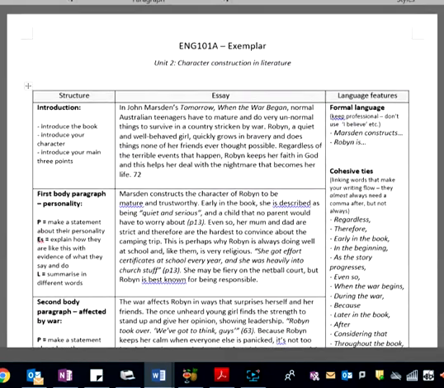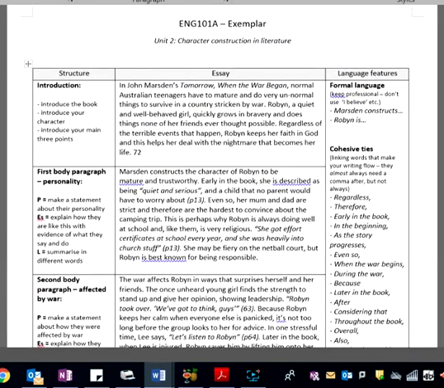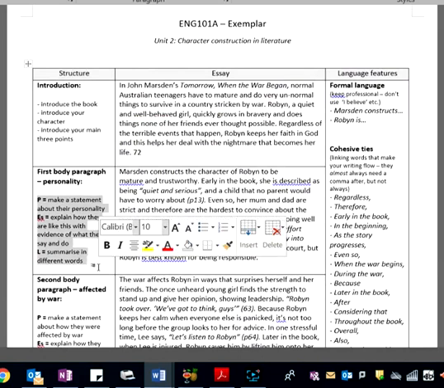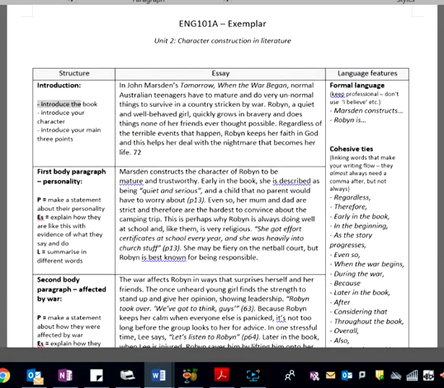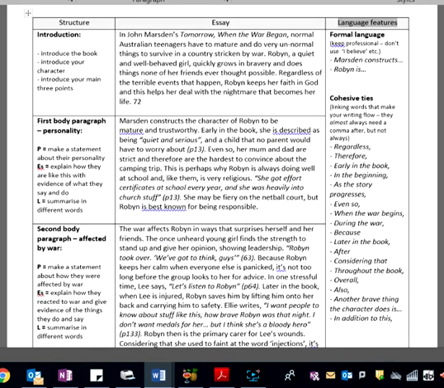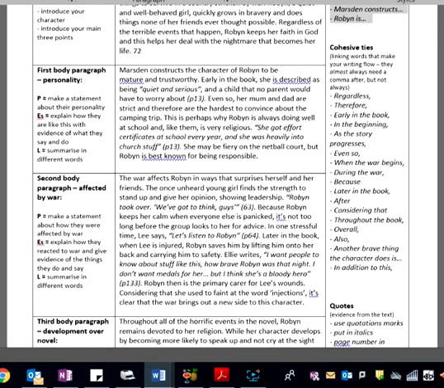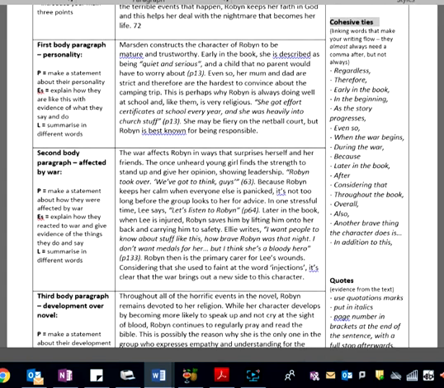Why would this get an A? Because it's well structured. All of the body paragraphs are PEEL paragraphs. The intro and conclusion do what they need to, and it's used all of the language features. I've always been formal, professional. I've used lots of cohesive ties. Have a look at them.